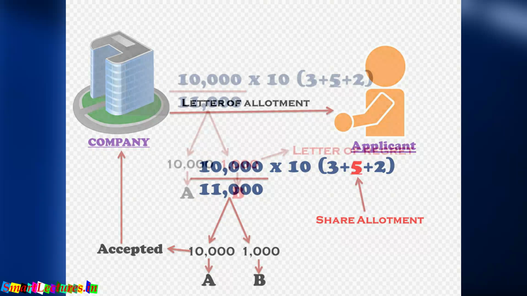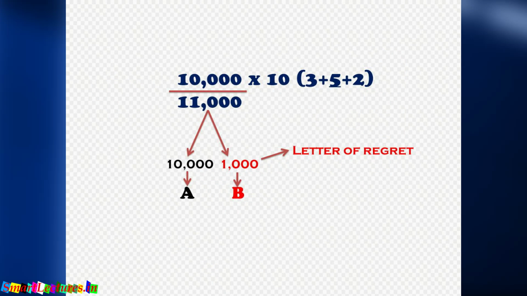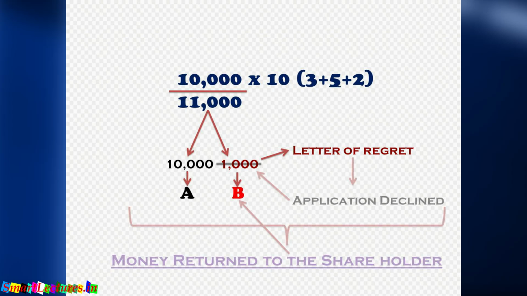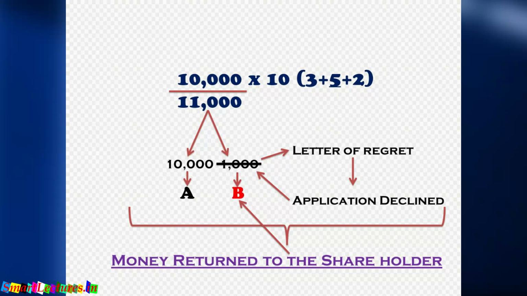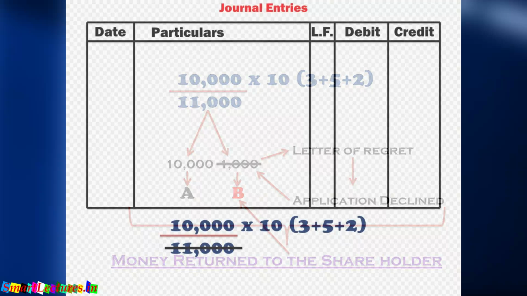And the second lot of 1,000 will be sent a letter of regret. Letter of regret means your application is being declined and is not being accepted. In that situation, the money is returned to the shareholder. Every letter of regret is attached with a check of refund. So let's do the journal entries.